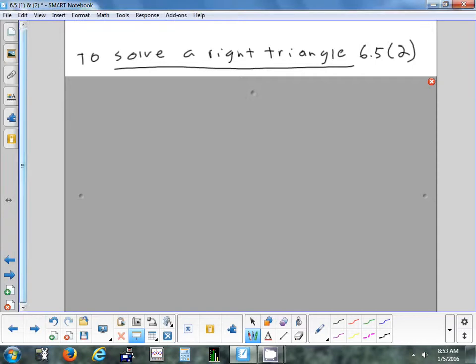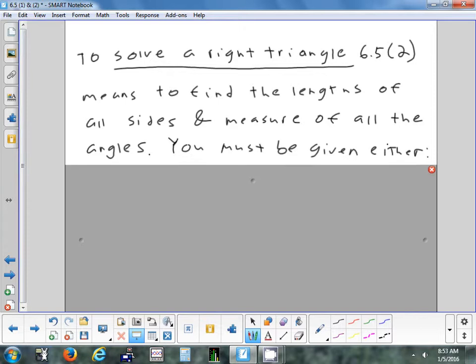All right, so we're going to finish up the second half of section 6.5. And we're going to start today with solving a right triangle. When you're solving a triangle, there's 6 things that you need to know. There's 3 sides and there's 3 angles. So to solve a triangle means to figure out all of those things.